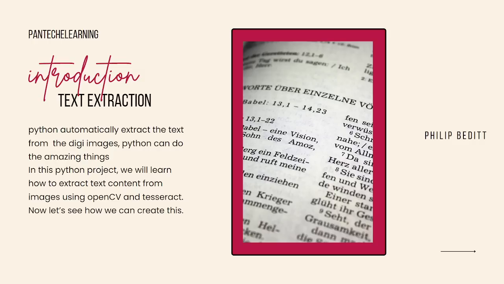Okay, right. So with the help of Python, in this Python project we will learn how to extract the text content from an image by using OpenCV as well as Tesseract. Tesseract is nothing but an OCR tool. OCR stands for optical character recognition. Now let us see how we can convert, for example, an image into text format.